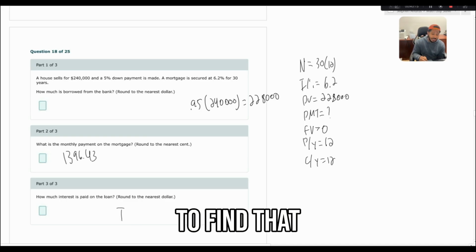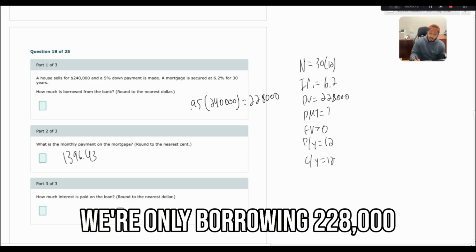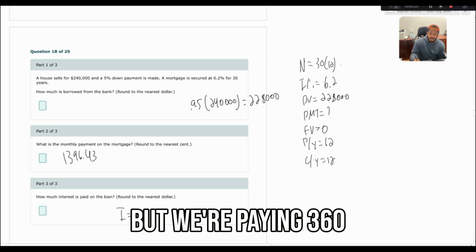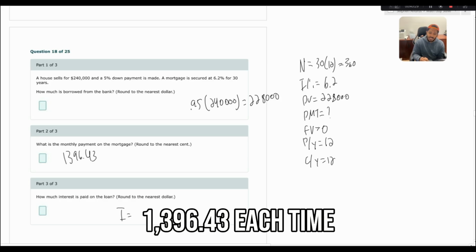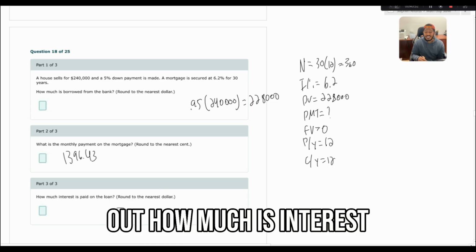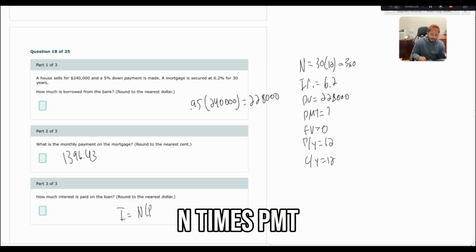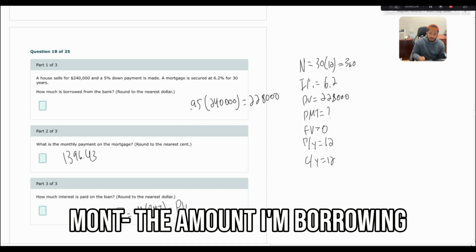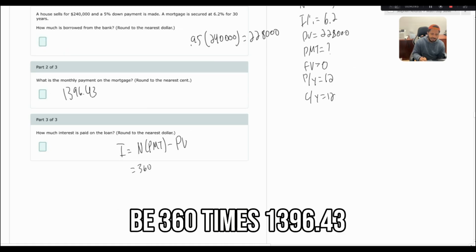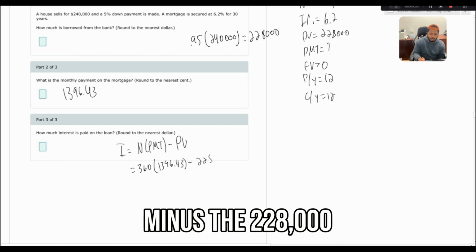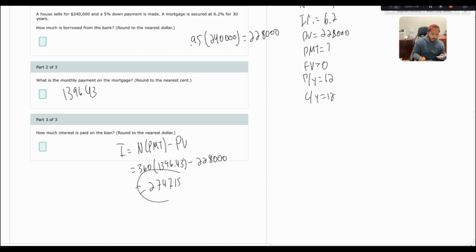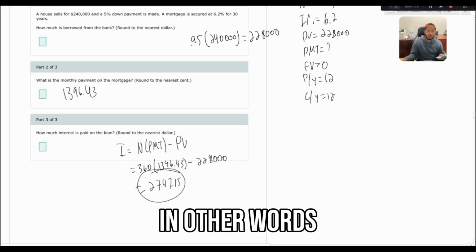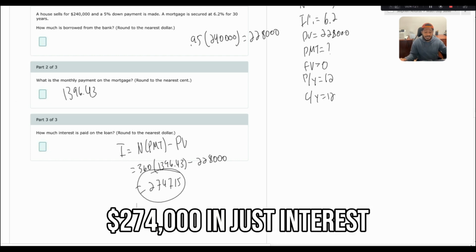So again, to find that, we know we're only borrowing $228,000, but we're paying 360 times, and we're paying $1,396.43 each time. And so to find out how much is interest, we'd say N times PMT, minus the amount I'm borrowing, the PV. So here that'd be 360 times 1396.43 minus the 228,000. This one says round to nearest dollar, so we'd say $274,715. In other words, $274,000 in just interest.